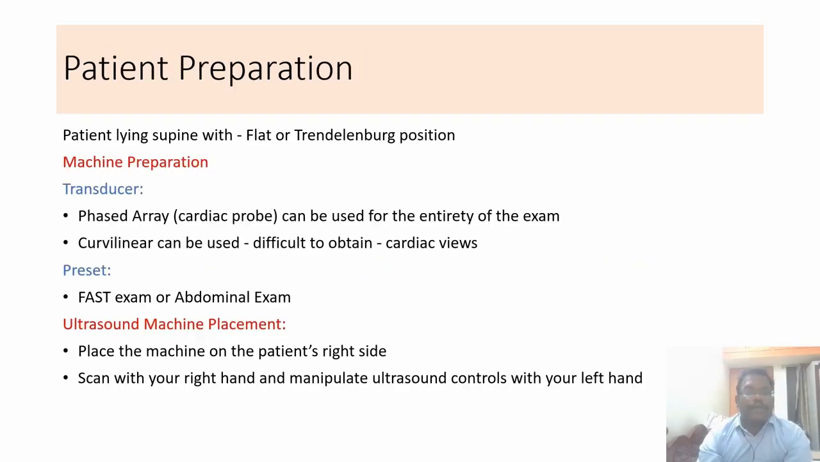Coming to the patient and machine preparation. We do the FAST assessment while the patient is lying supine, either in a flat position or Trendelenburg position. We commonly use a phased array or cardiac probe, so the entire FAST examination can be done with a single probe. We can also use a curvilinear probe, but it will be very difficult to obtain the cardiac views with the curvilinear probe. So if we are right-handed, keep the ultrasound machine on the right side of the patient and scan the patient with your right hand and operate the machine with your left hand.